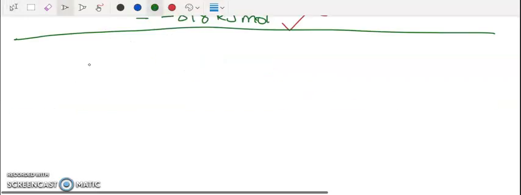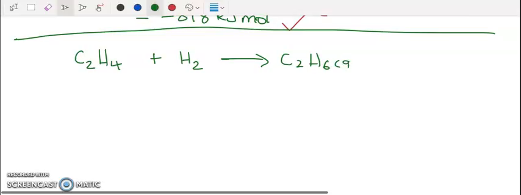So part B has the equation C2H4 plus H2 gives C2H6. And remember, all of these are in gaseous forms. I keep forgetting to write that, but please don't forget to write this. So let's look at the breakup.